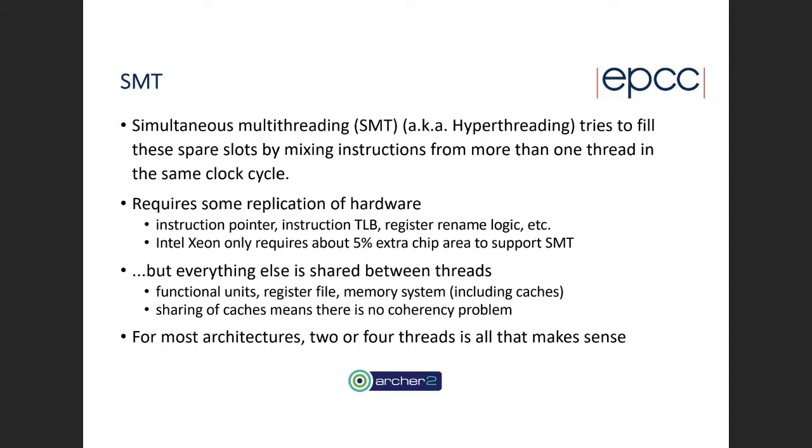And this requires some replication of hardware, but not that much. About 5% of the chip area is dedicated to this feature. But most things are shared between these threads: the functional units, the register files, all the memory system, including all the caches, and so on. For most architectures, though, this doesn't scale up to large numbers of threads. Mostly you'll see that the support is for maybe 2 or 4 threads per core.